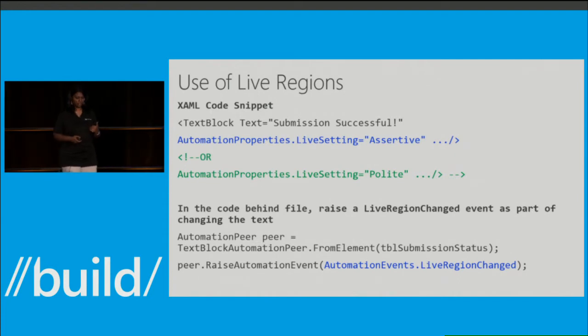reader. So in XAML, it is a two-step process. As we said, you set the live setting in your XAML file. Step number 2, in your code behind file, you need to raise the live region changed event.